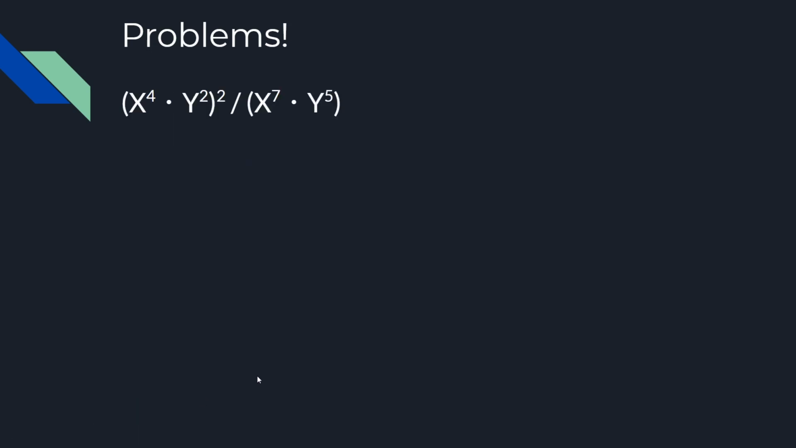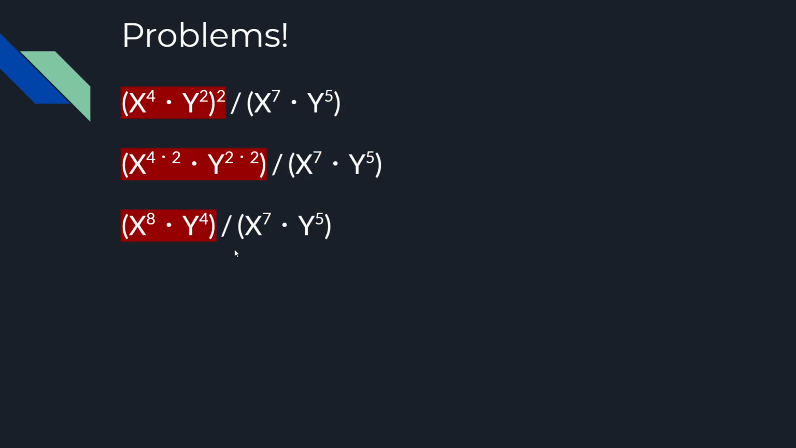All right, and one more problem. We've got x to the 4th times y squared, and all of that is squared, over x to the 7th times y to the 5th. First step is we're going to apply the power rule, and we're going to distribute this 2, because since this entire quantity is squared, we end up having 8 x's and 4 y's, right? Because we're just going to multiply their exponents. So we get x to the power of 4 times 2 times y to the power of 2 times 2.